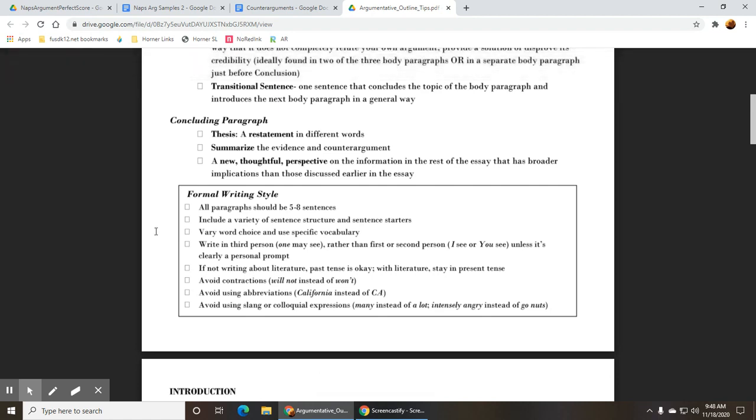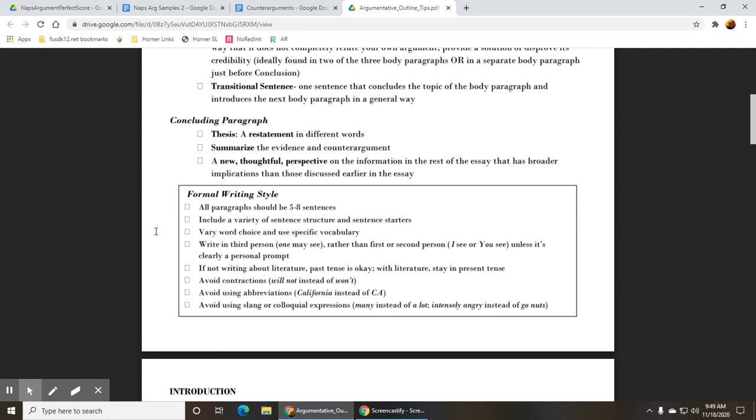We typically write in the third person for academic papers unless it's clearly a personal prompt. If the prompt asks you for your own opinion, to describe your own experience, then of course it's okay to use I. But generally speaking, to give a more unbiased, objective feel to your essay, we stick to third person.